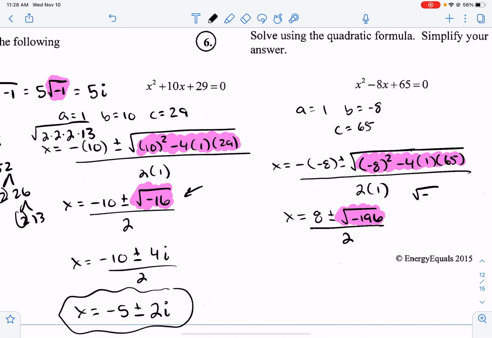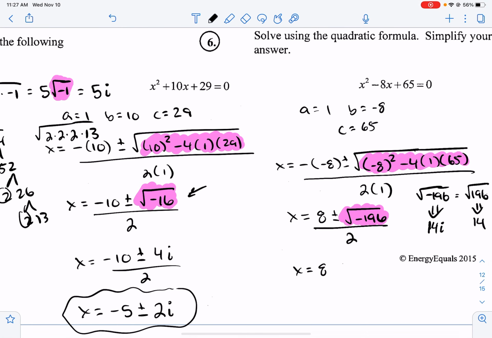So the negative 196 is the same as 196. Square root of 196, I believe, is 14. So the square root of negative 196 is also 14, but I have to add an i to it because it's a negative 196. So my problem becomes 8 plus or minus 14i, all divided by 2.